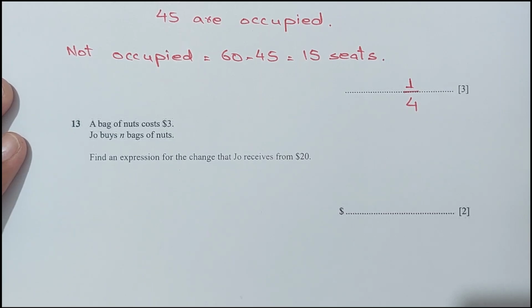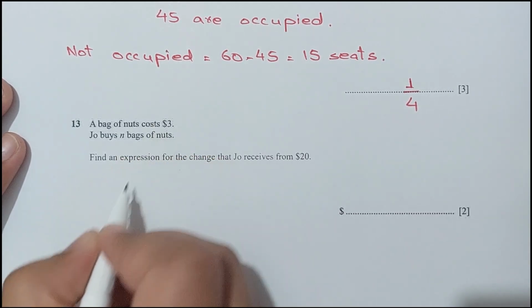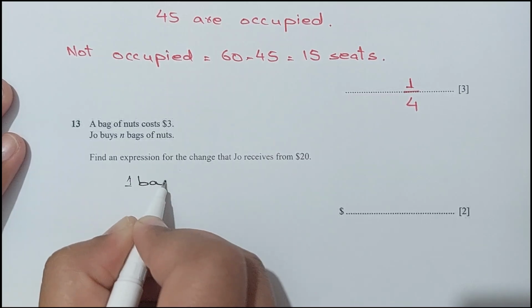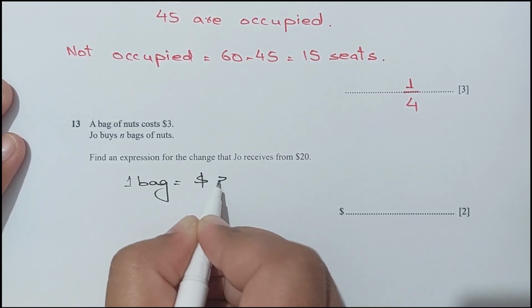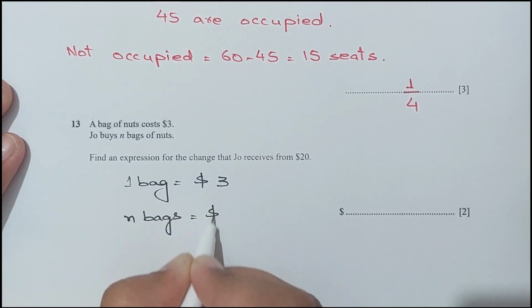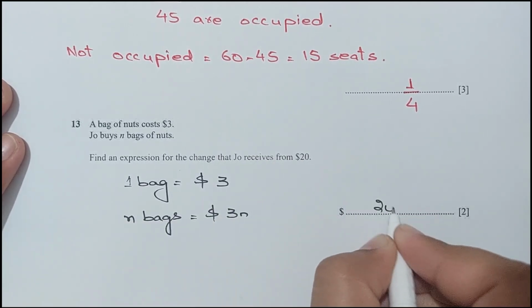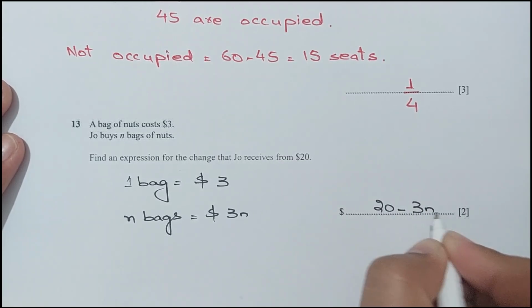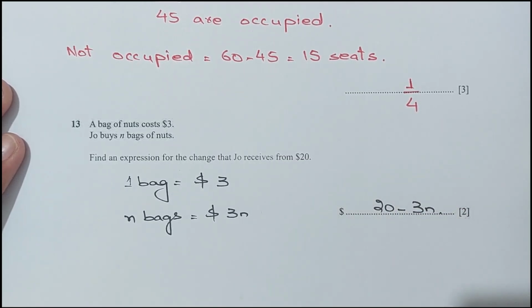Okay, so from $20, one bag costs $3. n bags cost 3 times n dollars, right? So from $20, he subtracts the cost of 3n, and you will get the change.